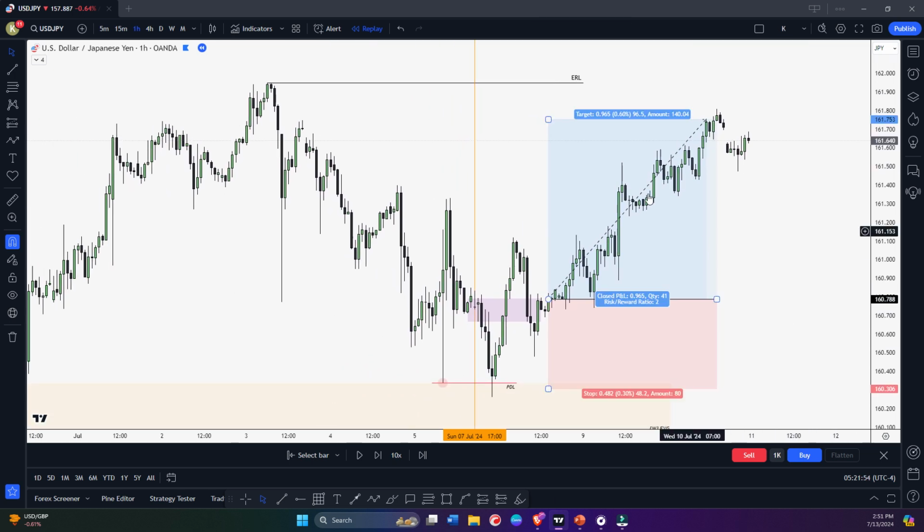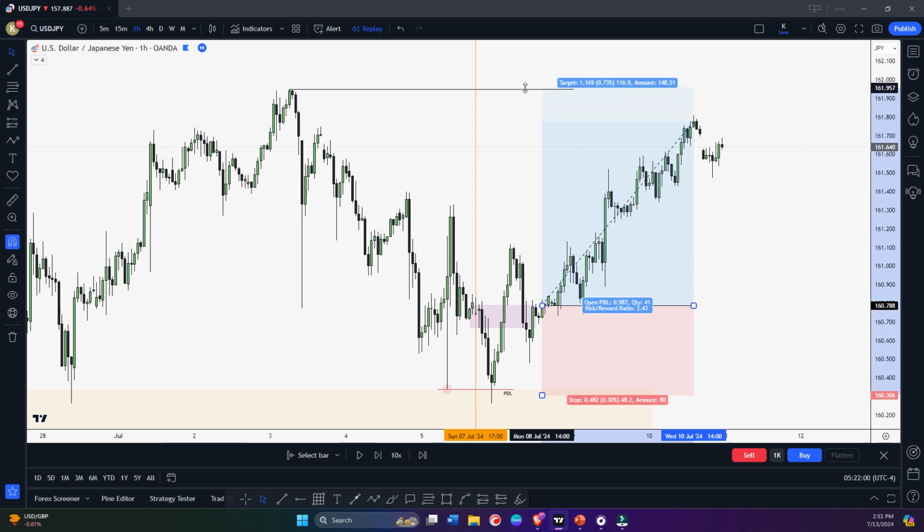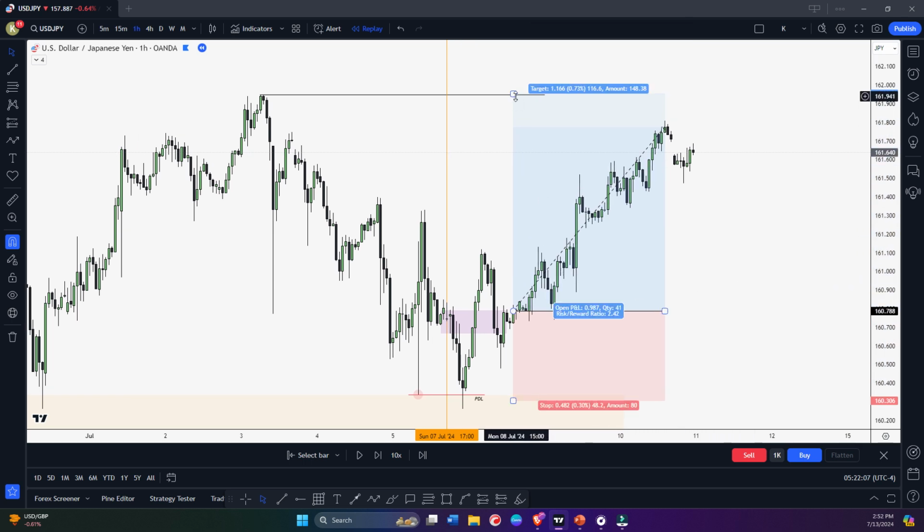This is a very good example why I don't target proper external range liquidity. Definitely, we can target this external range liquidity to make some more money, to make our risk reward better. But I like to keep it simple, 1:2 risk reward.